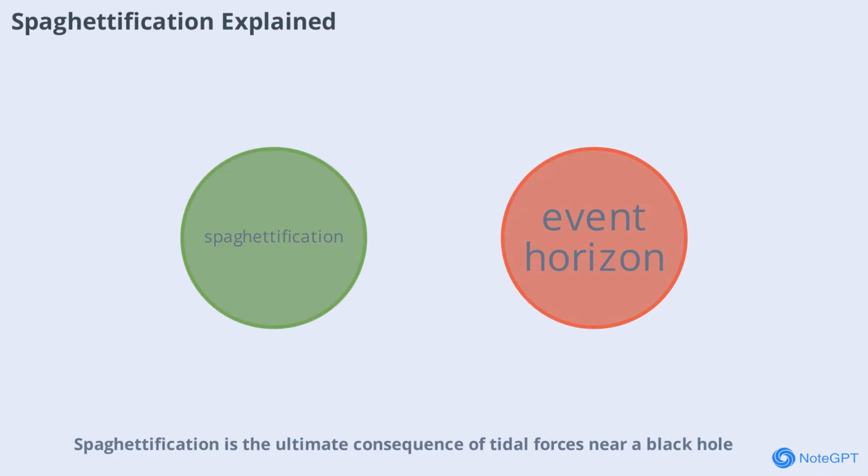Spaghettification is the ultimate consequence of tidal forces near a black hole. As an object falls toward the event horizon, the gravity at its leading edge is much stronger than at its trailing edge, stretching it into a long, thin shape. This process is fatal for anything caught in it, demonstrating the incredible power of tidal forces in extreme environments.